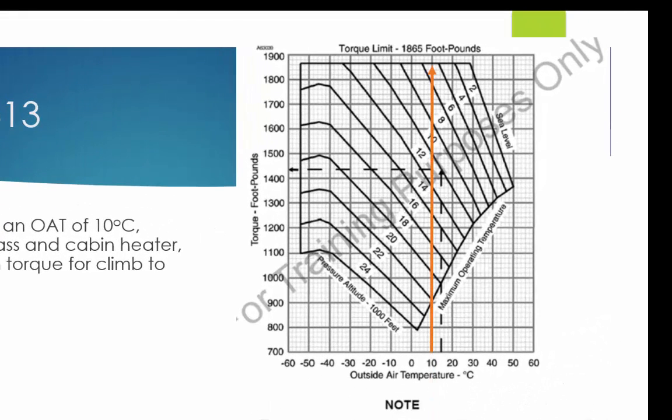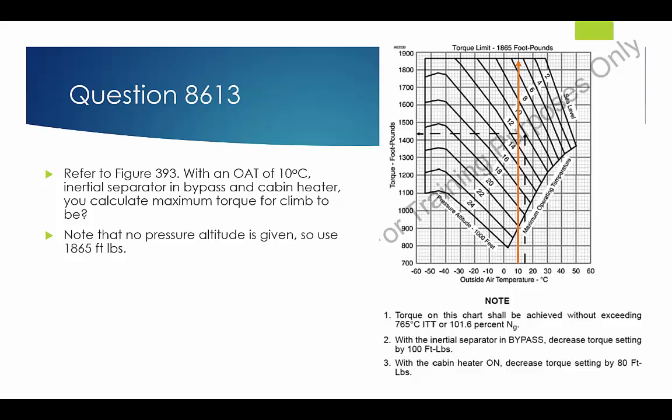Read these notes on the chart, and we're going to take a 10 degrees Celsius outside air temperature. We go straight up all the way to the torque limit on the chart, which is 1865 pounds. I am sure that one of the FAA question answers that you may see is 1,865 foot-pounds of torque. If you pick that, you would be wrong. There's no pressure altitude given to us, so we can go up to that 1,865 foot-pound line. That's fine. The guidelines on this chart are just if we had a lower pressure altitude given to us. But we are going to use 1,865.